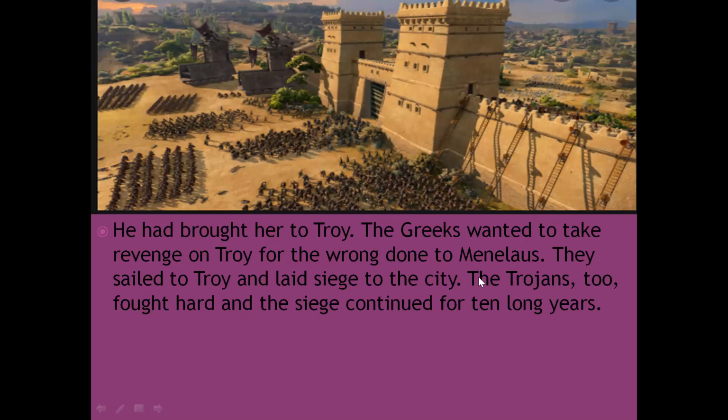The prince of Troy brought the queen of the Greek king to Troy. So the Greeks wanted to punish the prince of Troy. So they sailed to Troy. And Greek soldiers encircled the city of Troy. Yes, you can see these Greek soldiers. And the war continued for 10 years.